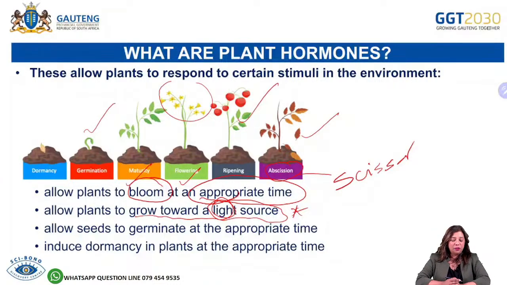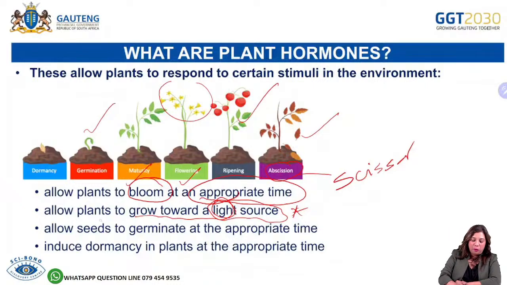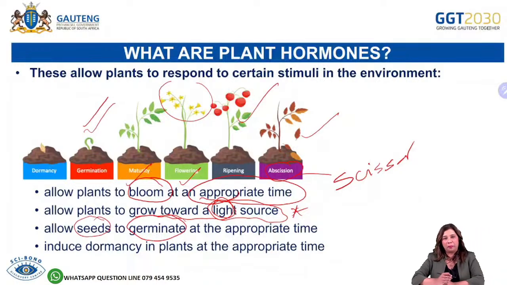It allows seeds to germinate at the appropriate time. So now we're talking about seeds. They need to germinate. There's a diagram of the seed germinating. Now, seeds don't have blankets to cover them when it's cold, to protect them. So there is a certain chemical that is found inside a seed that tells the seed, hey, the temperature is right now, you can germinate. Okay, so that is an important function as well.